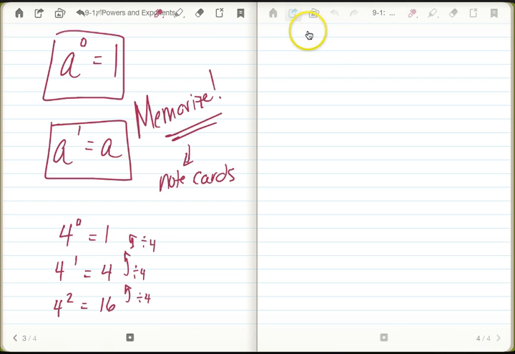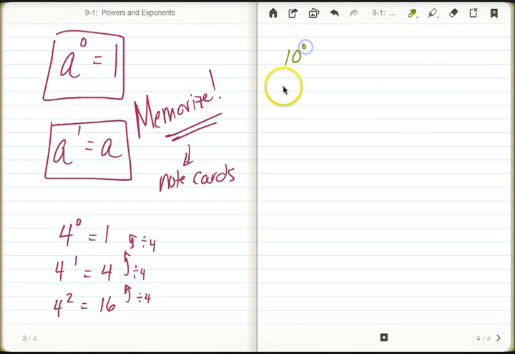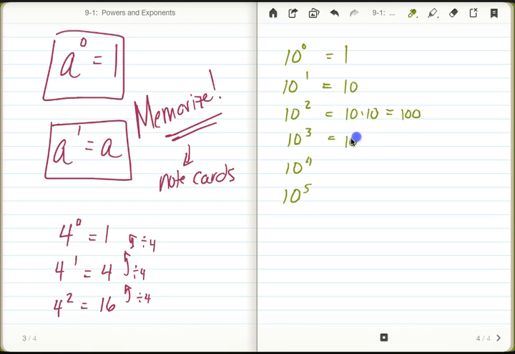Let's go ahead and talk about powers of 10 for a moment, because those are also pretty special. So 10 to the 0, 10 to the first, 10 to the second. We just want to look for some patterns again to work efficiently so that we're not doing crazy multiplication with powers of 10. Okay, so 10 to the 0 is 1. 10 to the first is 10. 10 squared is 10 times 10, or 100.